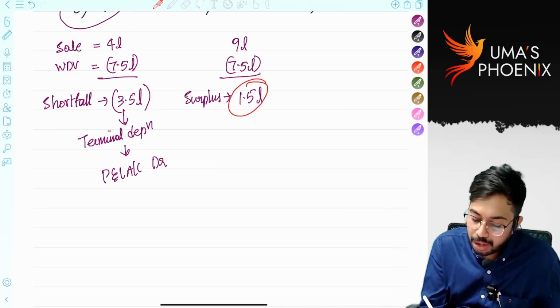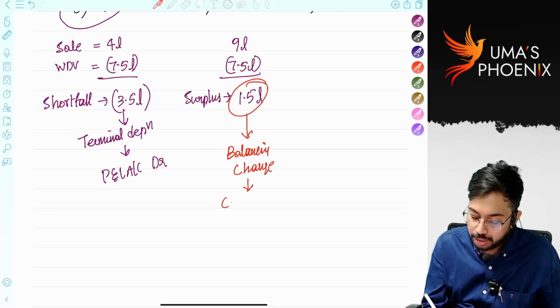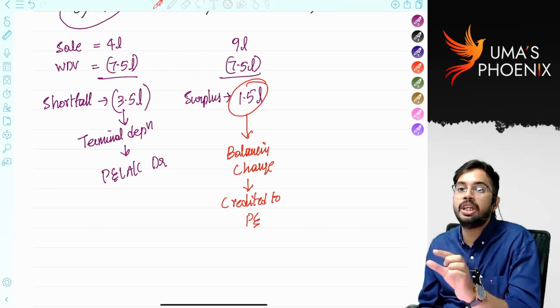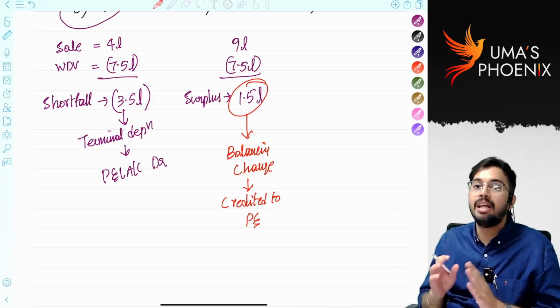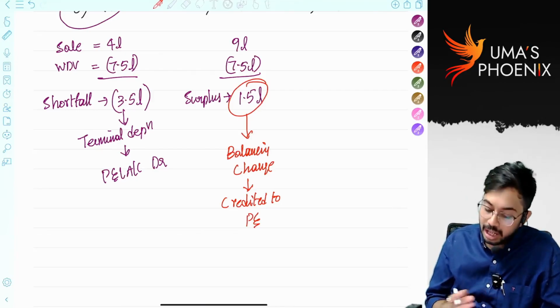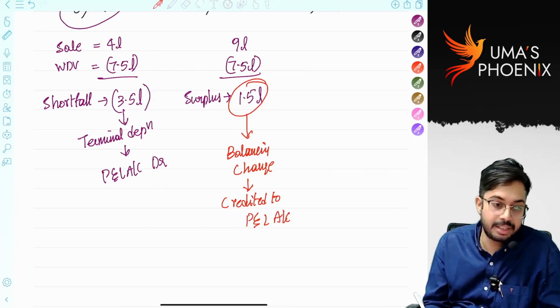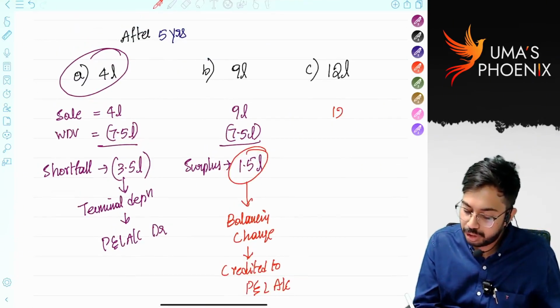Now, whatever the total surplus is, this is considered as balancing charge and it will be credited to the P&L account under the PGBP head. That means to the extent of depreciation claimed earlier, 2.5 lakhs, if I get any profit, that profit will be reversed back. It will be credited to the P&L account under the PGBP head. Is it clear?